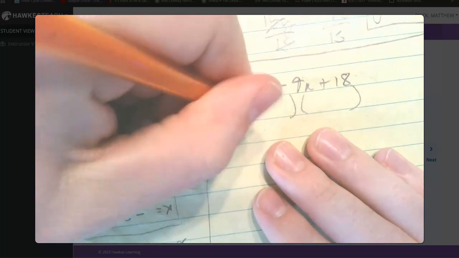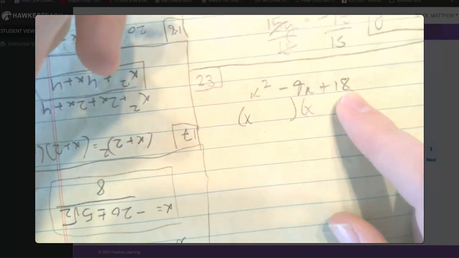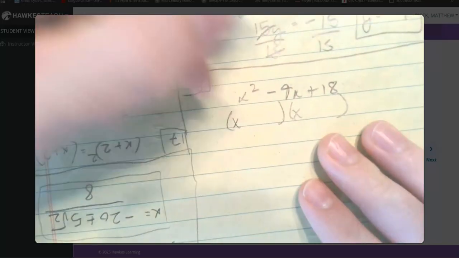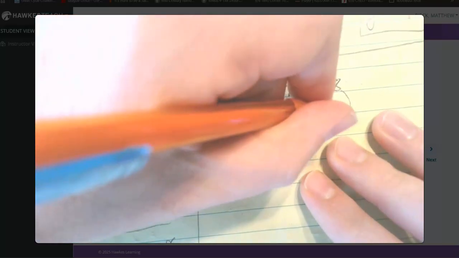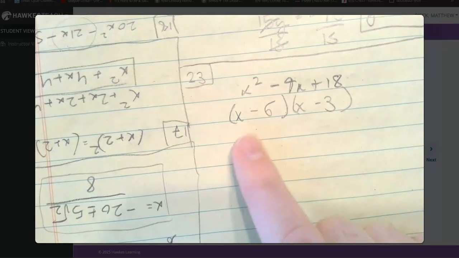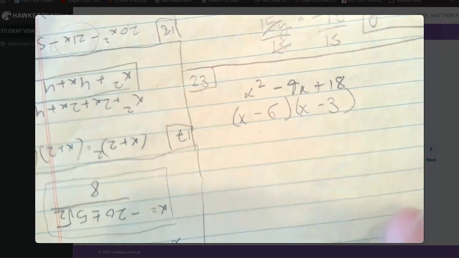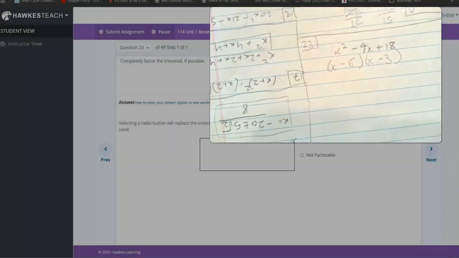All right. So again, we have a leading coefficient of 1. So in this case, we're just looking for two things that multiply to get 18 and add to get negative 9. So in that case, that's going to be negative 6 and negative 3. Negative 6 plus a negative 3 gets me negative 9. Negative 6 times a negative 3 gets me positive 18. So that would be my factored form there.